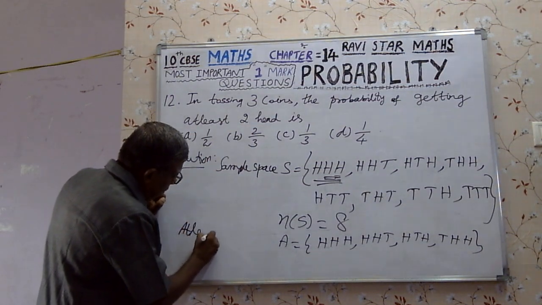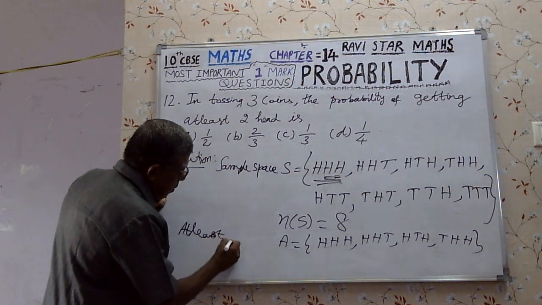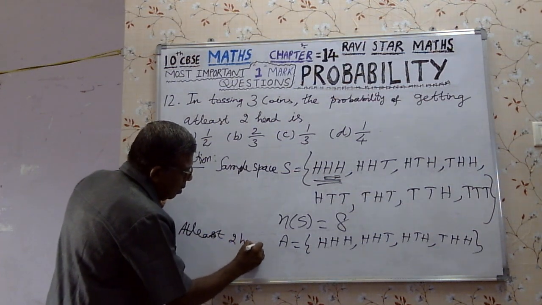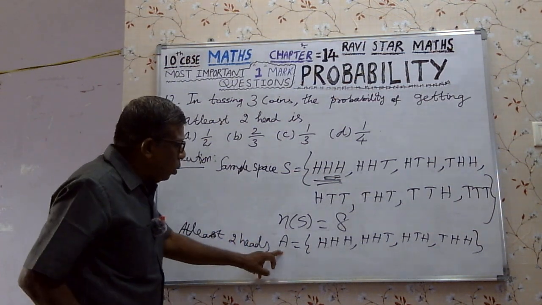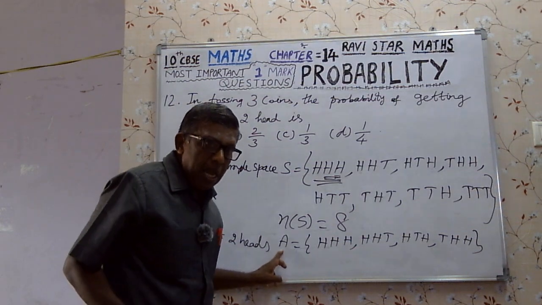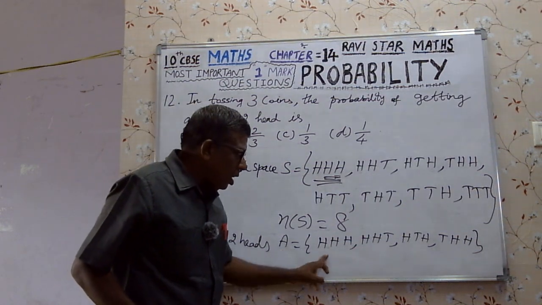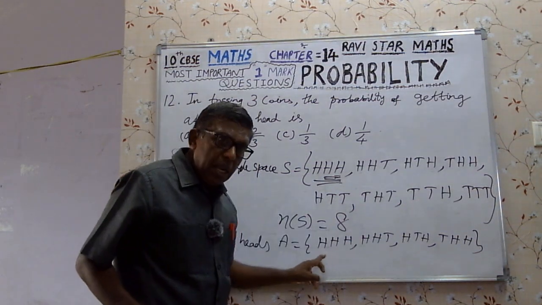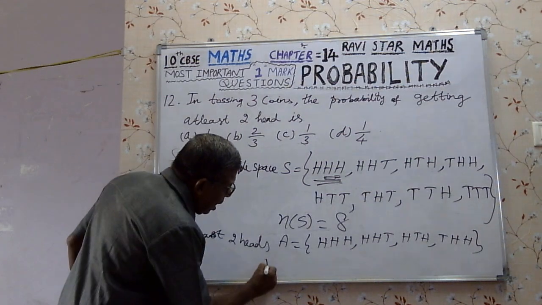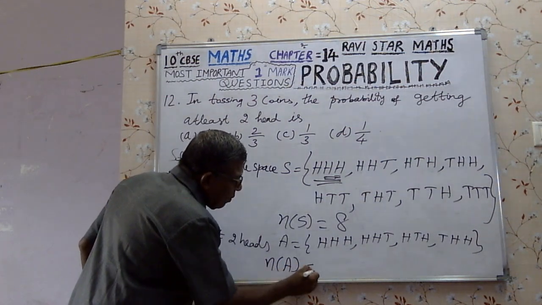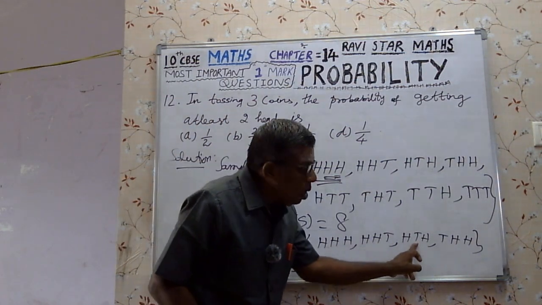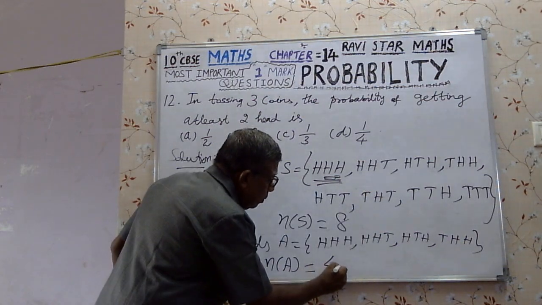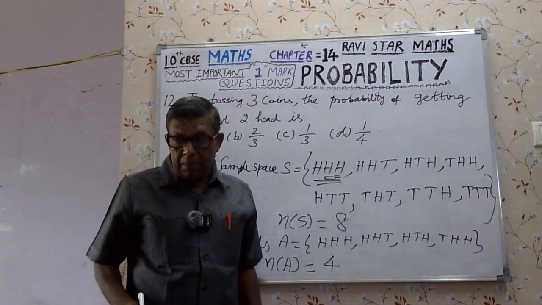At least 2 heads is denoted by the event A. The event A is at least 2 heads. Then you should write 3 heads also. Then what is N of A? N of A is 1, 2, 3, 4. 4 elements are there.